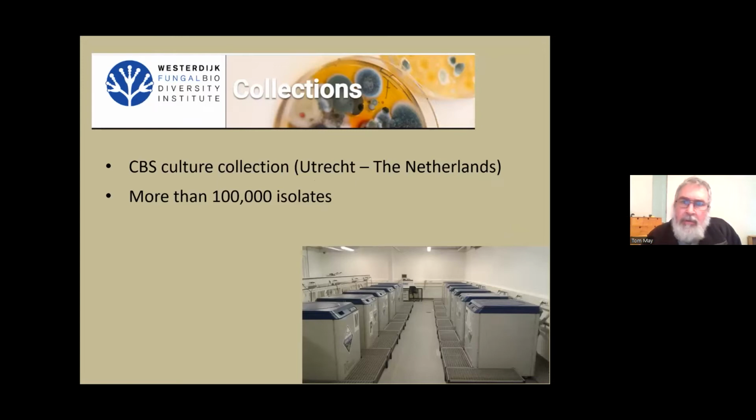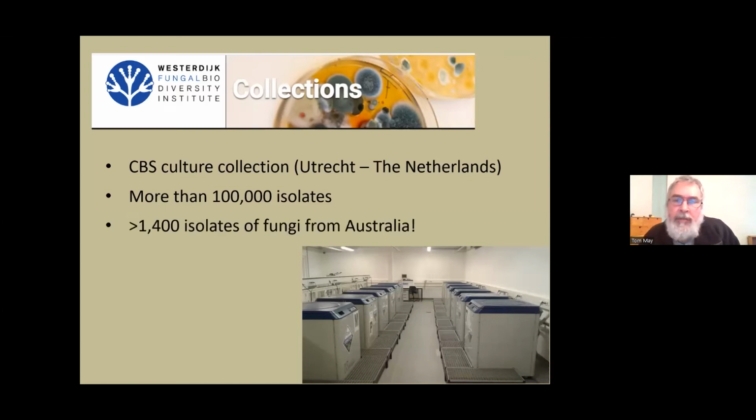in Utrecht in the Netherlands. It's now called the Westerdijk Fungal Biodiversity Institute. They have more than 100,000 isolates. They have multiple -80 freezers with dedicated liquid nitrogen and so on. An incredible system. Everything is sequenced. And even there already, there are almost 1,500 isolates of fungi from Australia. So a lot of our fungi are being lodged there, and we're not really getting the benefit of having them lodged in a local institution.